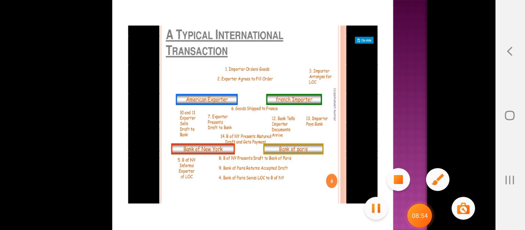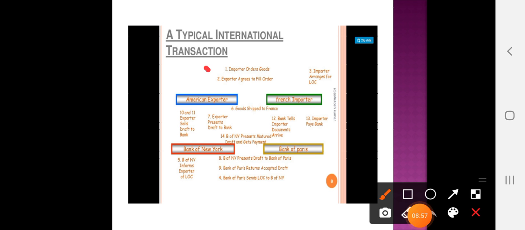The first step is that the importer orders goods. In this case, who is the importer? France. So France will send an order to America. That is the first step. The second step is that the exporter agrees to fill the order. Who is the exporter? America. America will agree to whatever they have ordered, whether it relates to goods or services.